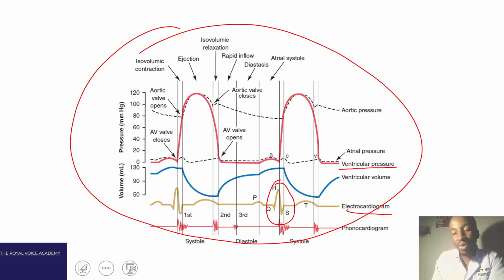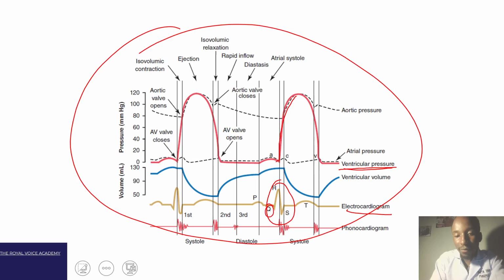So when your QRS wave is coming in, because now this is ventricular depolarization, which means there is ventricular contraction, the pressure of the ventricles begins rising. Now this is ventricular pressure here, the red line. So your ventricular pressure will begin rising.